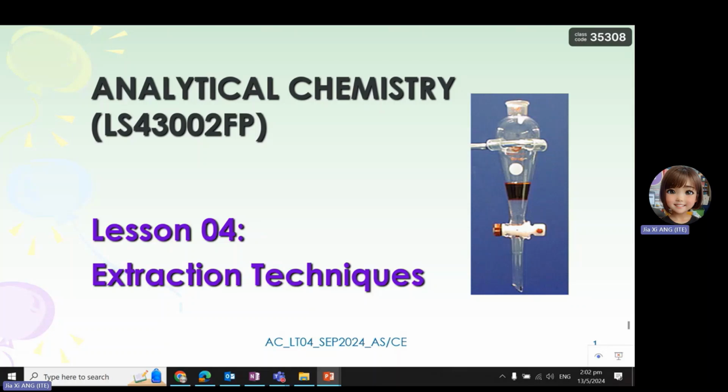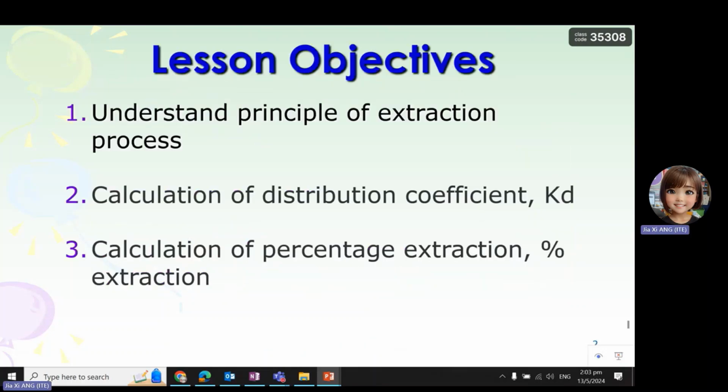Today we are going to go through lesson 4, which is about extraction techniques. Now take out our lecture notes and get ready for today's lesson. Today we are going to learn about the principle of extraction process. At the same time, we will do some calculation on distribution coefficient, also known as the KD. And we'll also calculate the percentage extraction in a liquid-liquid extraction process.